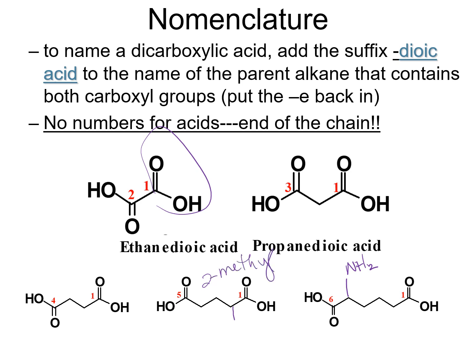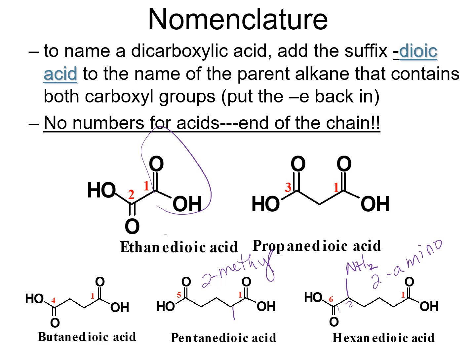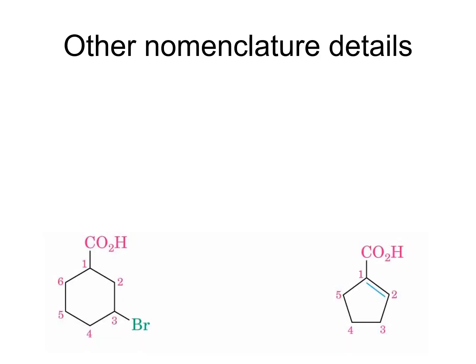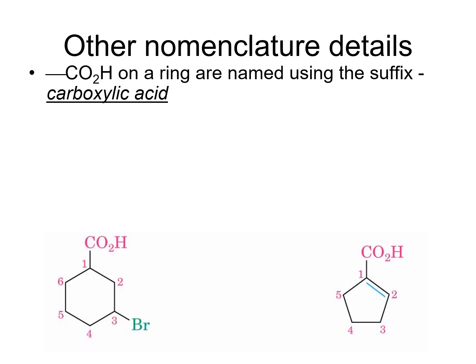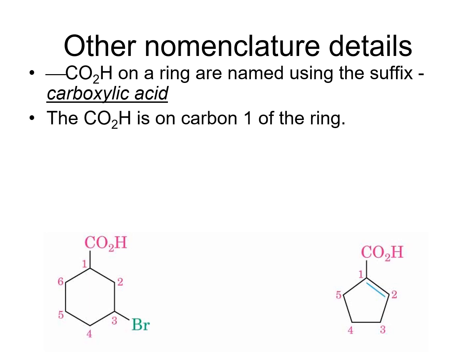pentane dioic acid. This would be, it looks like it's on 6, but we remember from this way, it'd be a 2-amino hexane dioic acid. Okay, other nomenclature rules. If there's a COOH or a carboxylic acid on a ring, we call it a carboxylic acid. So it's always carbon 1.